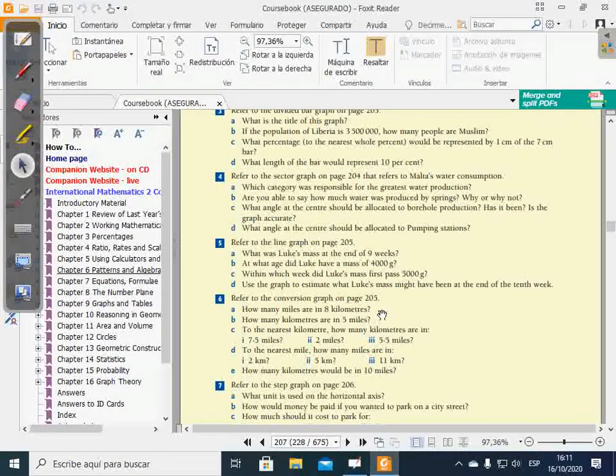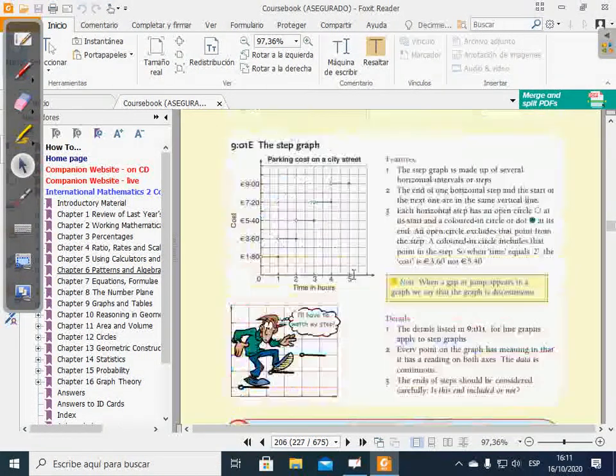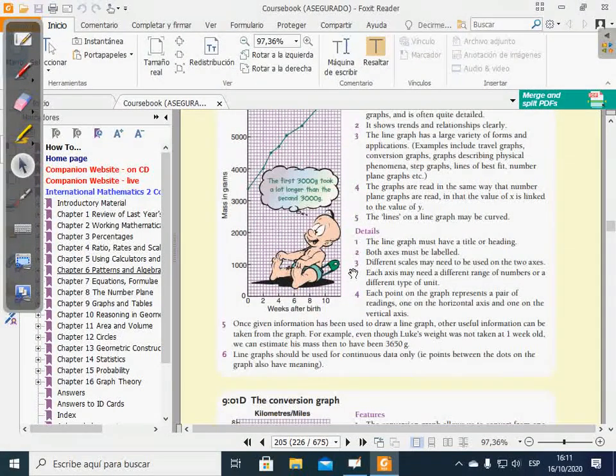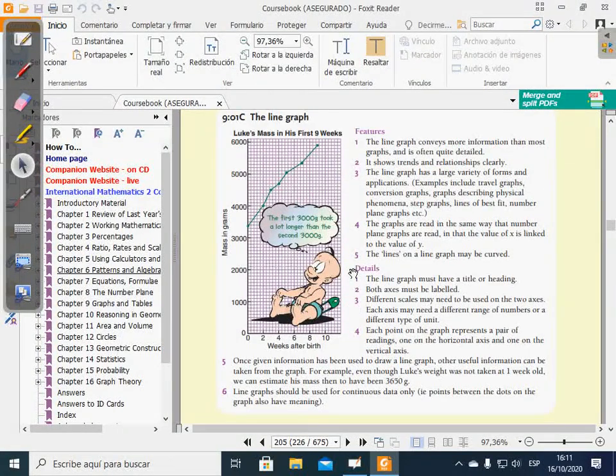Today we're going to solve exercise 5 from the topic graphs and their features, from the book International Mathematics 2. Question 5 says to refer to the line graph on page 205. So we must go to that page, and here it is, the line graph on page 205. It's about Luke's mass in his first 9 weeks.